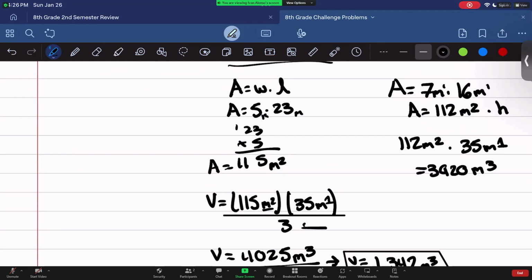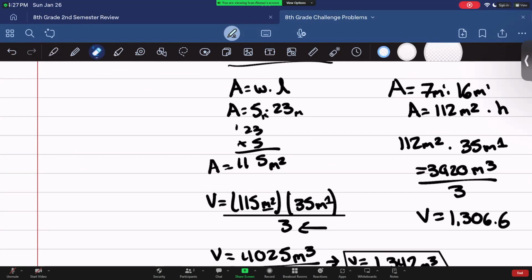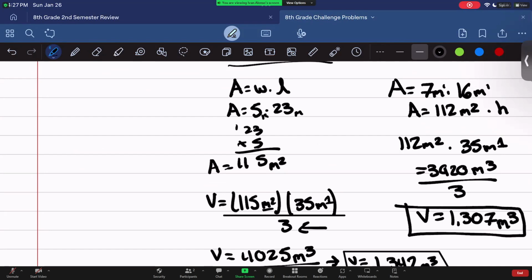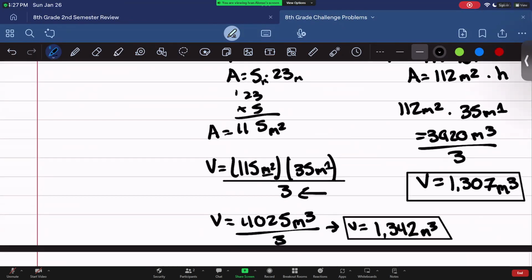What do we need to do? Divide by 3. The volume is equal to 1,306.6. I said we're rounding to the nearest whole number, so we had a 0.6, so we're rounding up. That gives us 1,307 meters cubed. Can't emphasize how important units are. All right, so that tells us the volume of these pyramids.